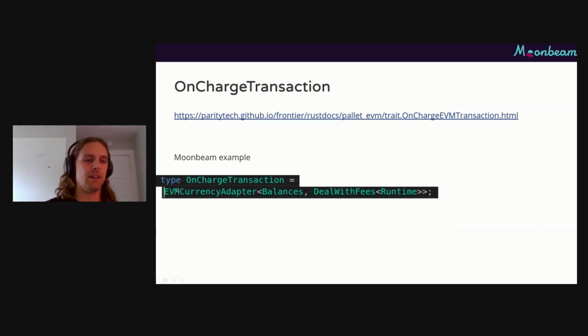And to give you just a little snippet of what it looks like in Moonbeam, we've basically used this EVM currency adapter, which comes with Frontier, to use the same deal with fees struct that we've made for all the rest of our normal FRAME transactions. So this is the same thing we have wired into Pallet transaction payment. We're just wrapping it in an EVM adapter. And I would recommend in most cases, this is what you do, unless you, for some reason, want your EVM transaction fees to be handled separately.